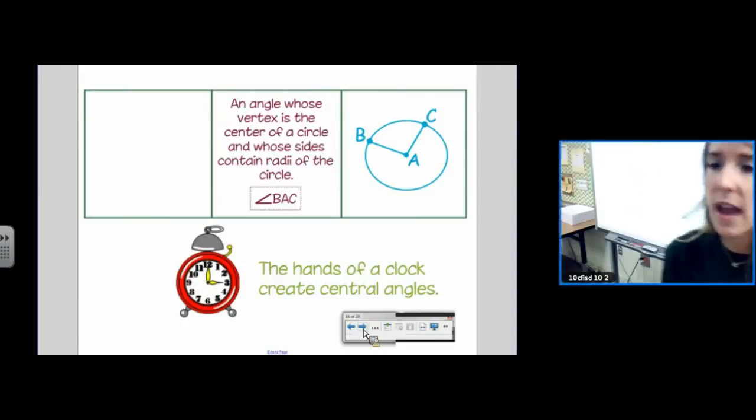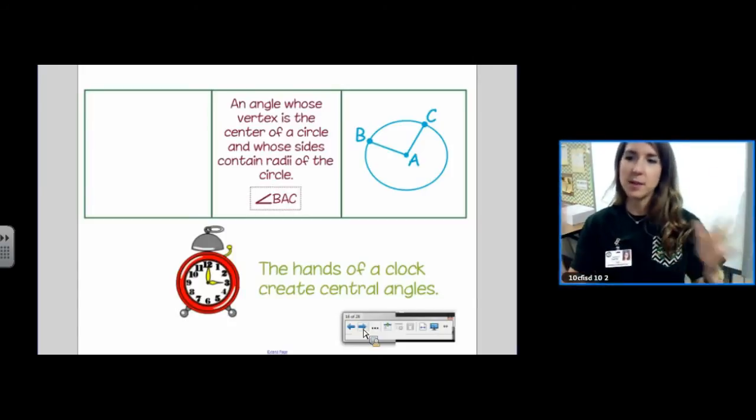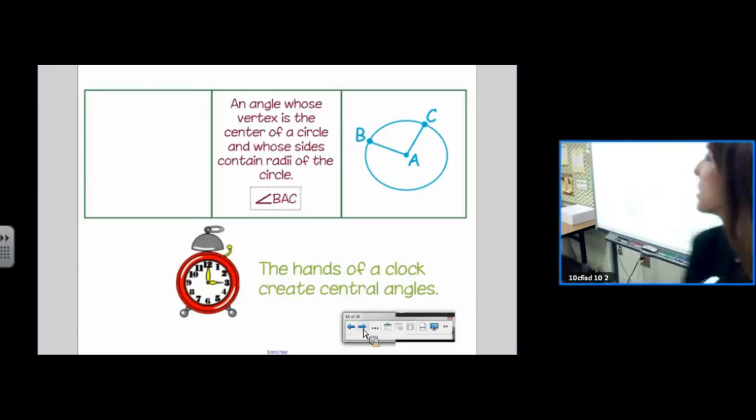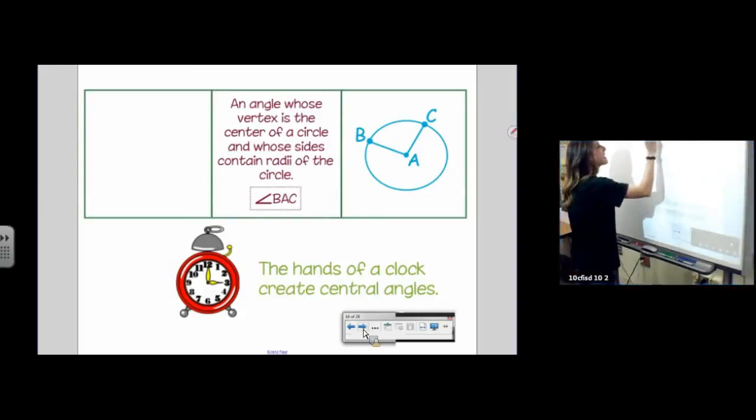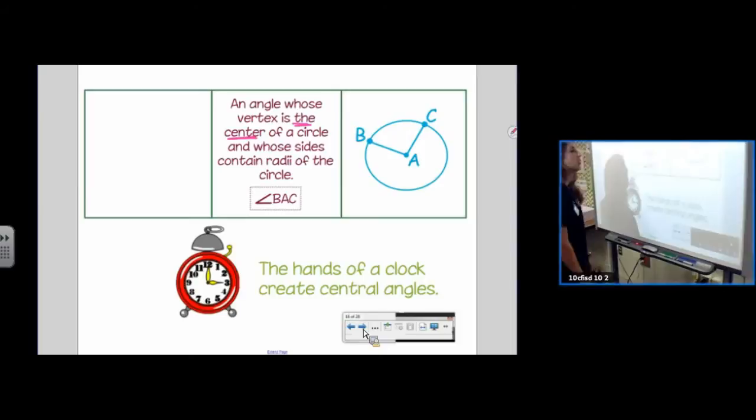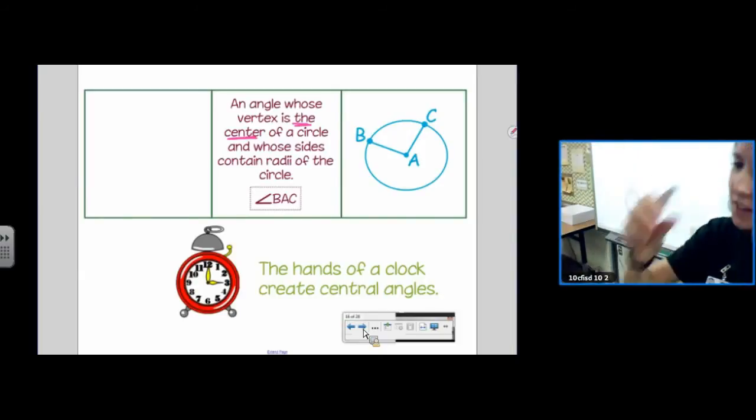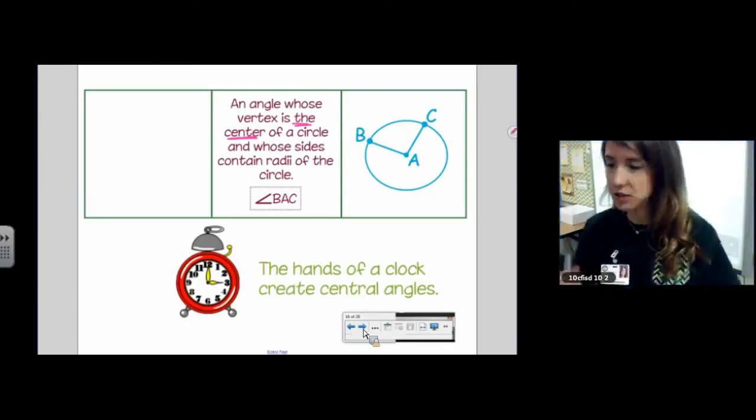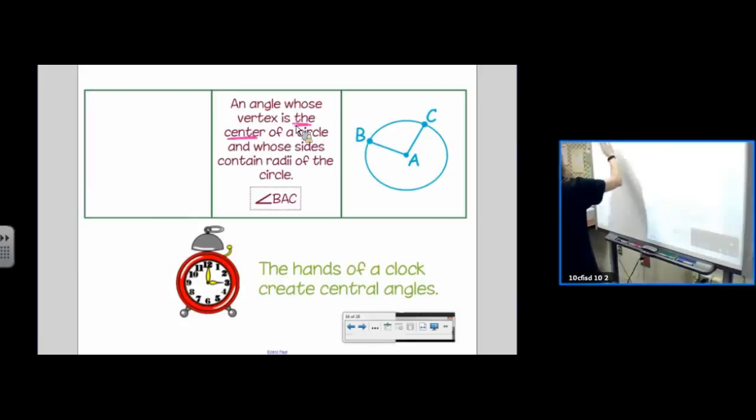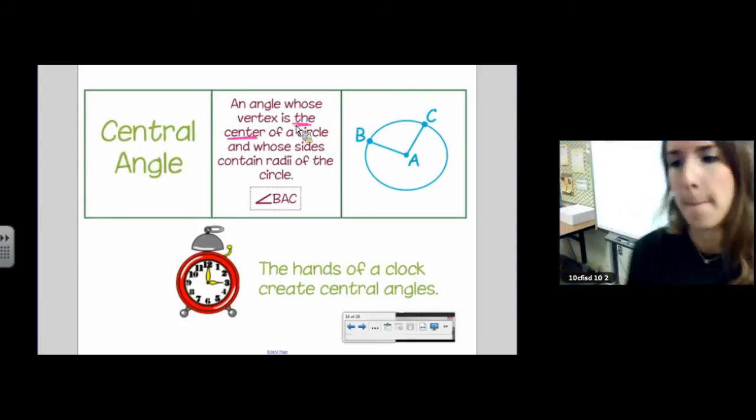Next one. Ooh, now we're moving into angles. So lines we're done with, segments we're done with, arcs we're done with. Now we're going to talk about a couple angles. An angle whose vertex is the center of the circle, and its sides contain the radii of the circle. If the vertex is on the center, we are going to call it a central angle.